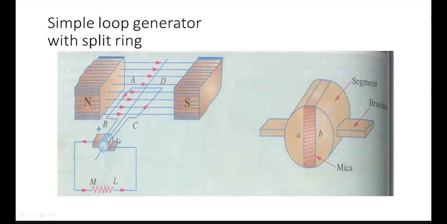In this diagram, we employ only one ring. This ring is also called a split ring. Why is it called a split ring? We cut the one ring with the help of mica, which is for insulation purposes. One part of the ring is A, and the other half of the ring is B. It is called a split ring. Here the two brushes are connected across the external circuit. With the help of the split ring, how do we convert the alternating induced EMF into unidirectional DC? Let us see.